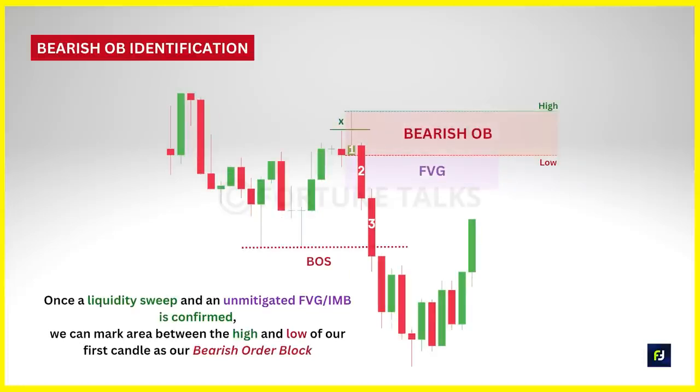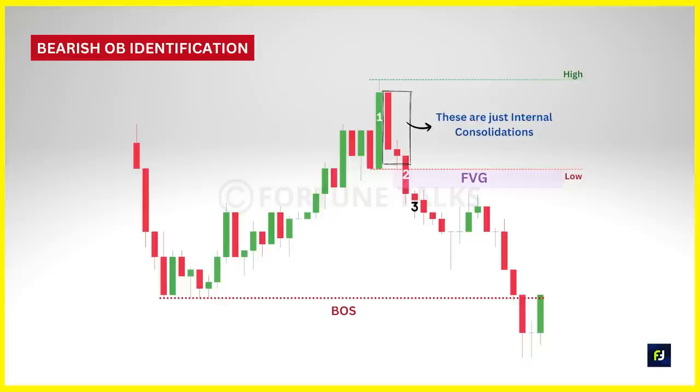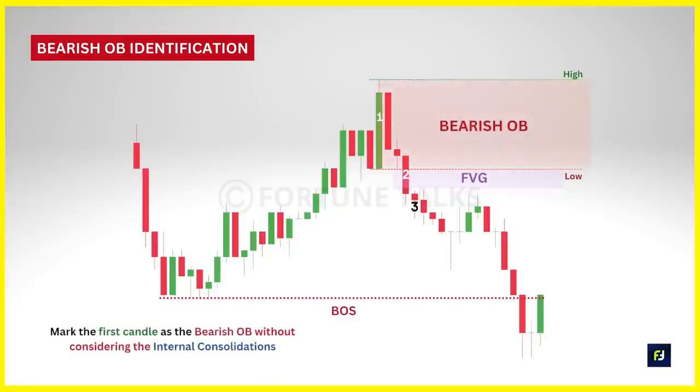the order block by drawing lines at the highs and lows of the first candle that we have identified. In some cases, multiple internal consolidating candles can be formed within these highs and lows of our liquidity grabbing candle. You don't have to consider these candles. I have already stated the reason as to why this is so. You can mark the candle which breaks the low of our first candle as the second candle for the imbalance identification. This is how you spot and mark a bearish order block properly.